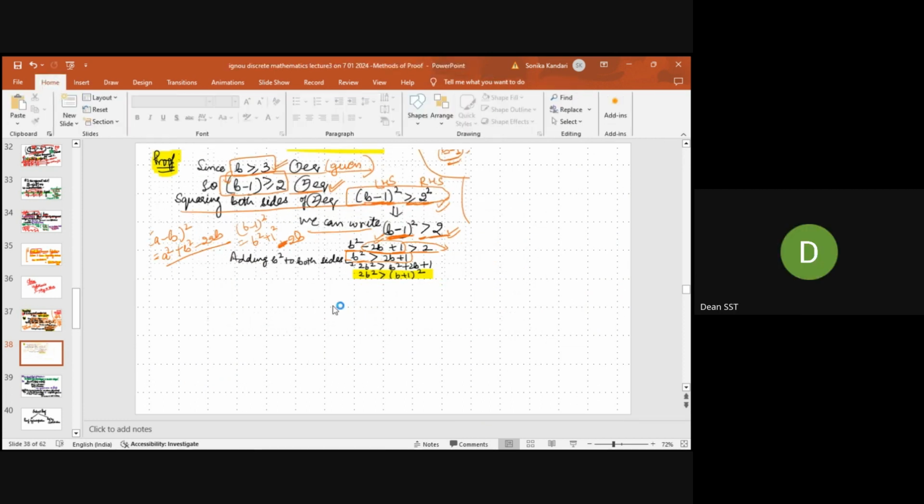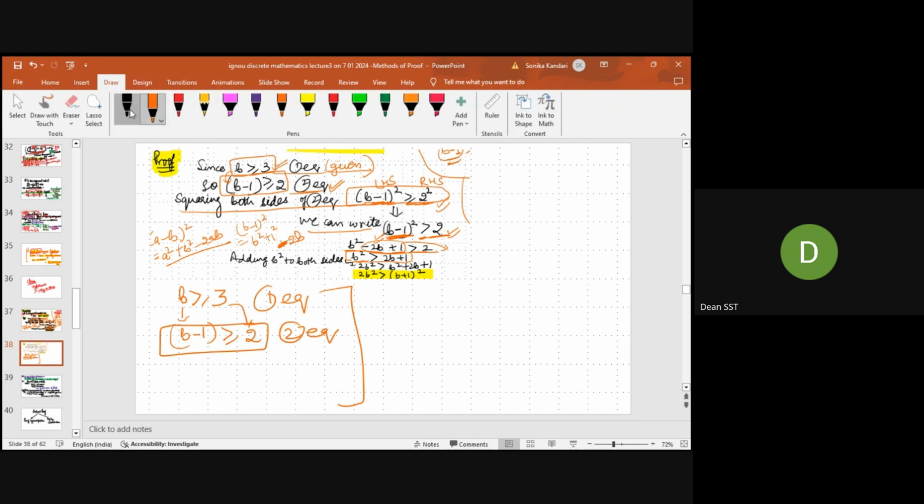Is it visible to all of you? Class? Yes. See here. We were given B is greater than or equal to 3. Yes, this was our equation 1, already given. What we have done is subtract 1 from both the sides. Here we got B minus 1 and right hand side we got 2. So this is our equation number 2. Now we are squaring both the sides. So (B minus 1) whole square is greater than or equal to 4. Fine. This is a tricky method. So here we can also write (B minus 1) whole square is greater than 2.